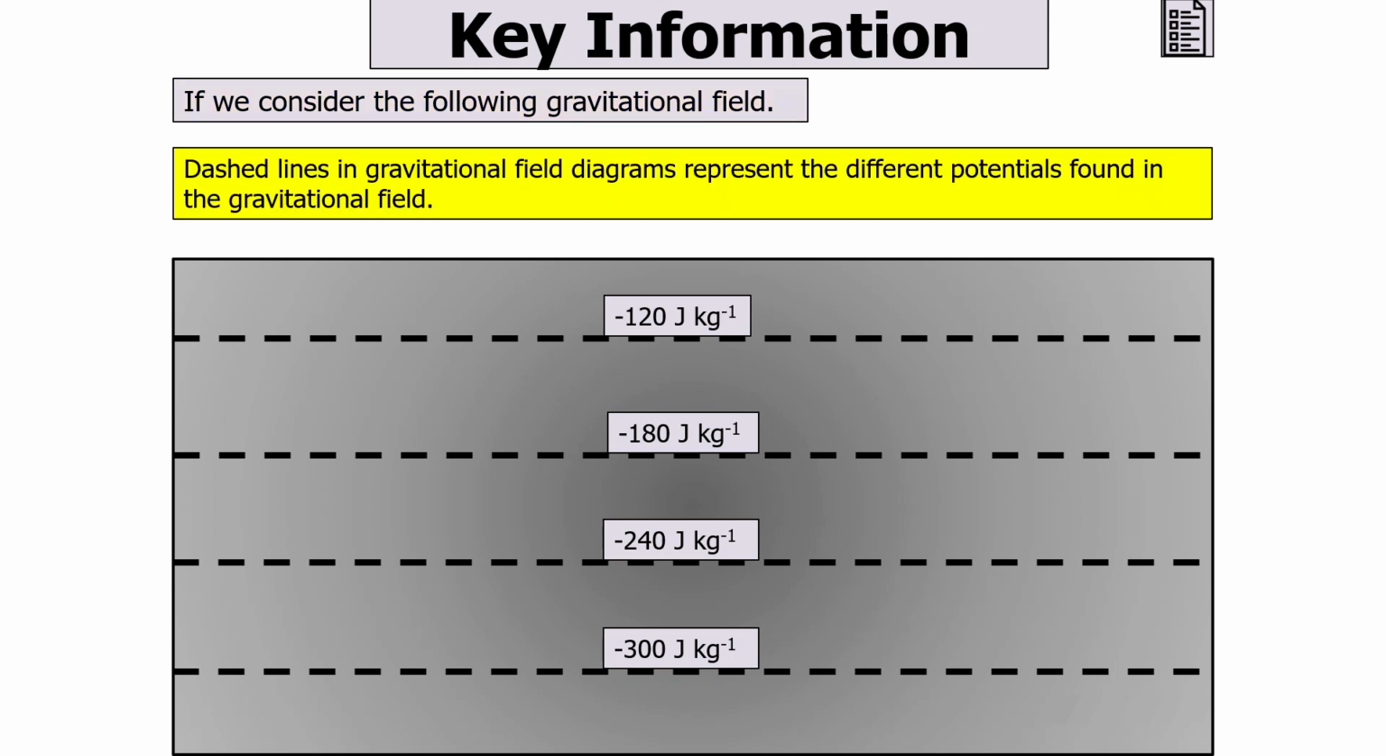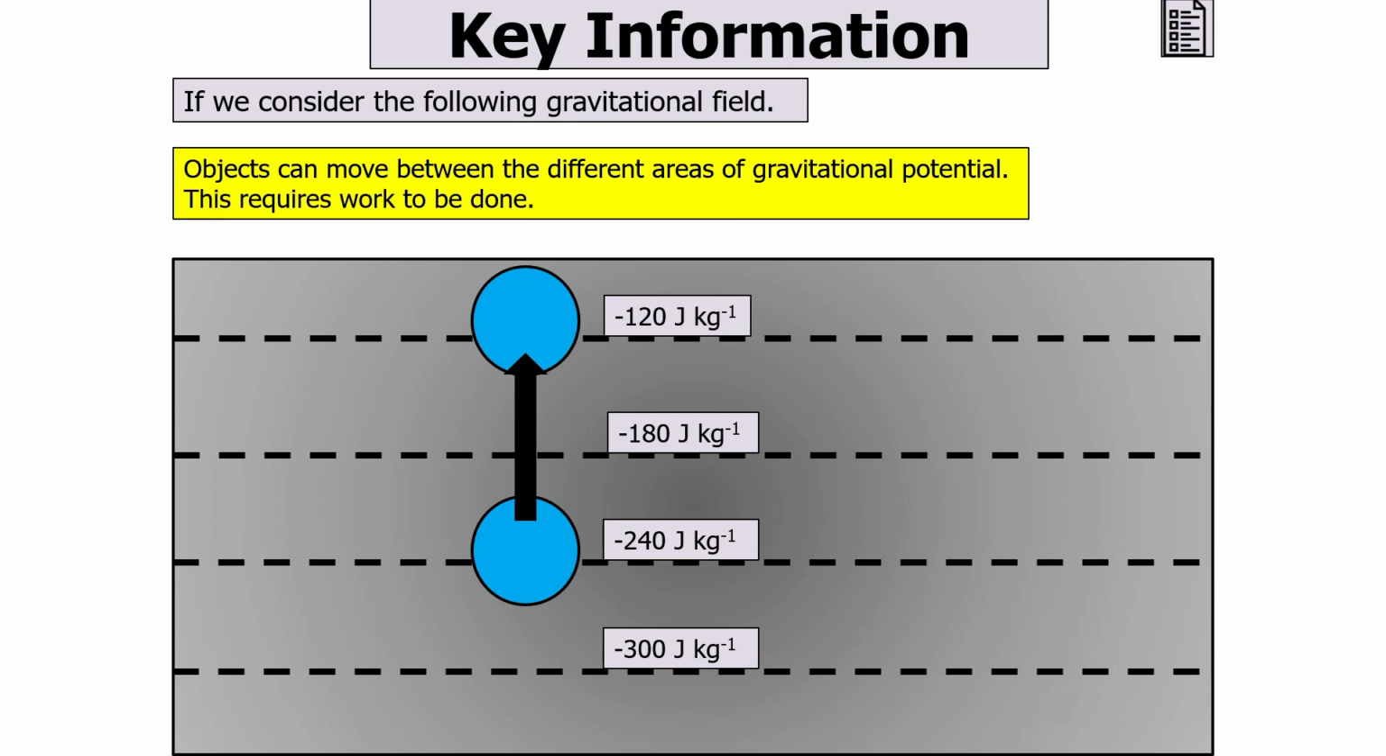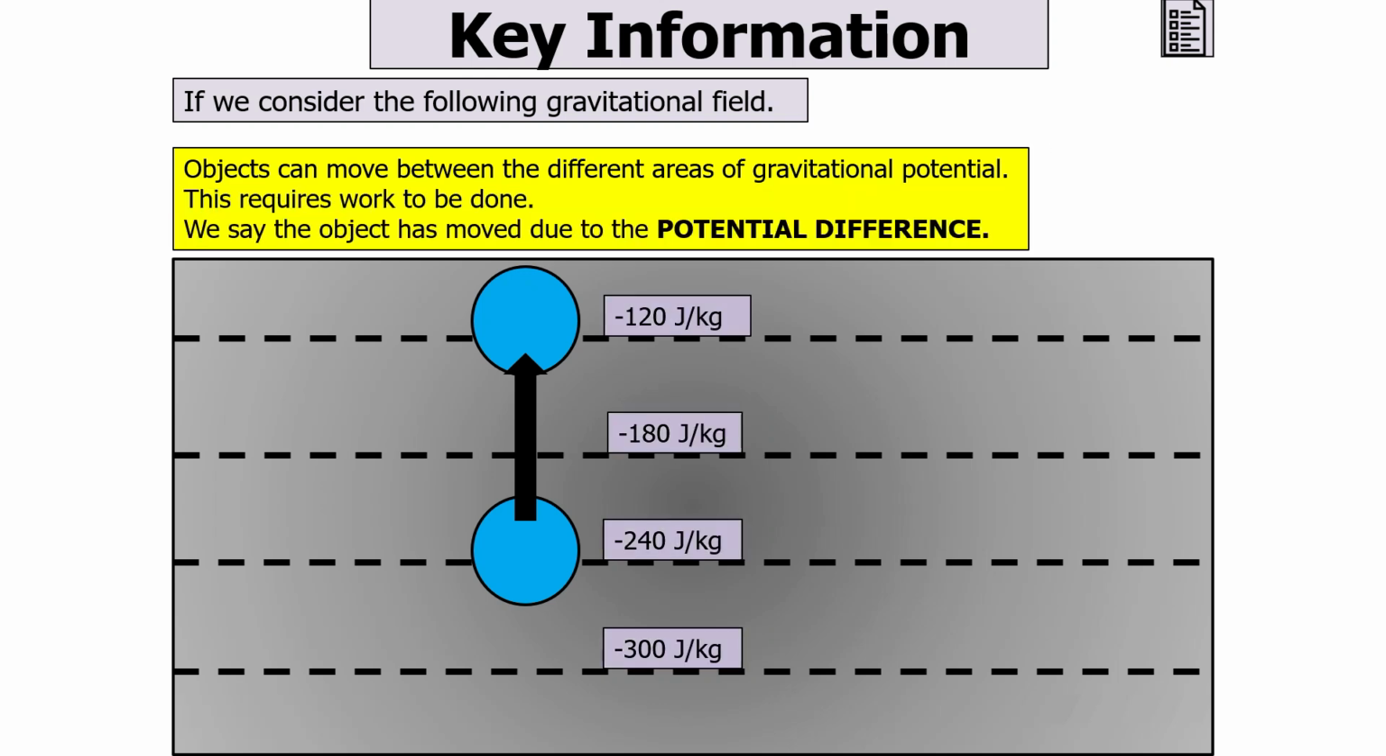Now the dashed lines in gravitational field diagrams represent the different potentials found in that gravitational field. Now objects can move between different areas of gravitational potential, and this requires work to be done. So we say that the object has moved due to potential difference.